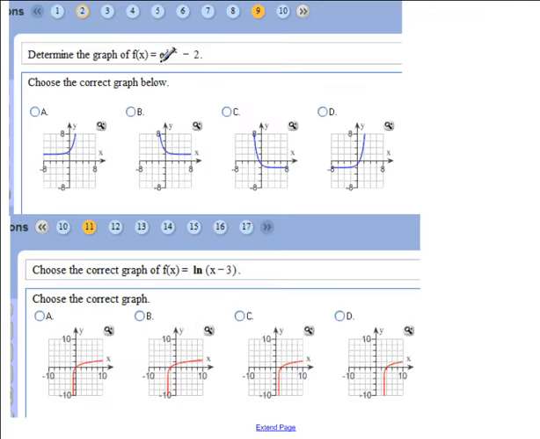Now, determine the graph of f of x is equal to e to the negative x, minus 2. So this brings back into play those exponential functions. So remember that with a negative x, that's going to involve a reflection. To take the opposite of x means that's going to reflect across the y-axis. And we also have a shifting down of 2 units.